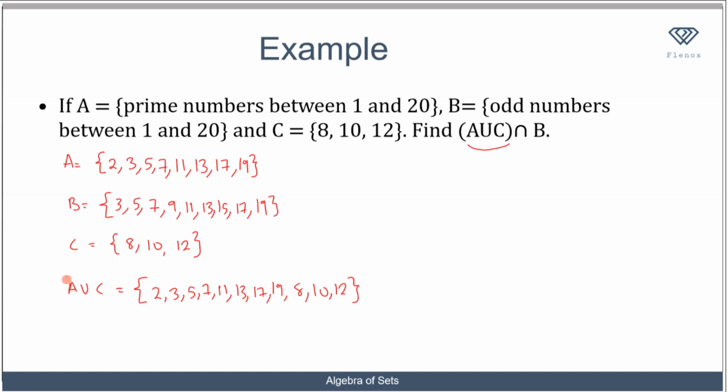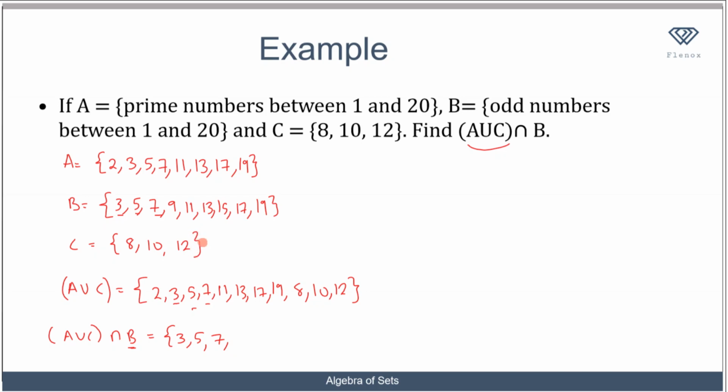So now, since we have found A union C, we can now find the intersection with B. What this means is, what elements does this set, A union C, which I've gotten to be this, have in common with B? So what element is common to this set here and B? We just look through the two. 2 is unique to this, but 3 is common to both of them, so we write out 3. 5 is common to both of them, write out 5. 7 is common to both of them, so we write out 7.